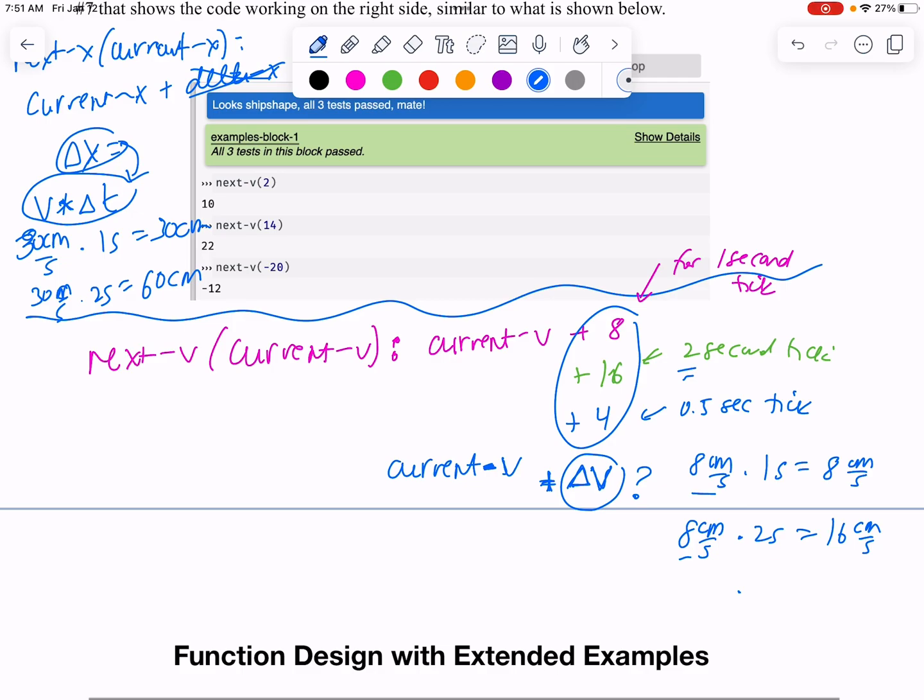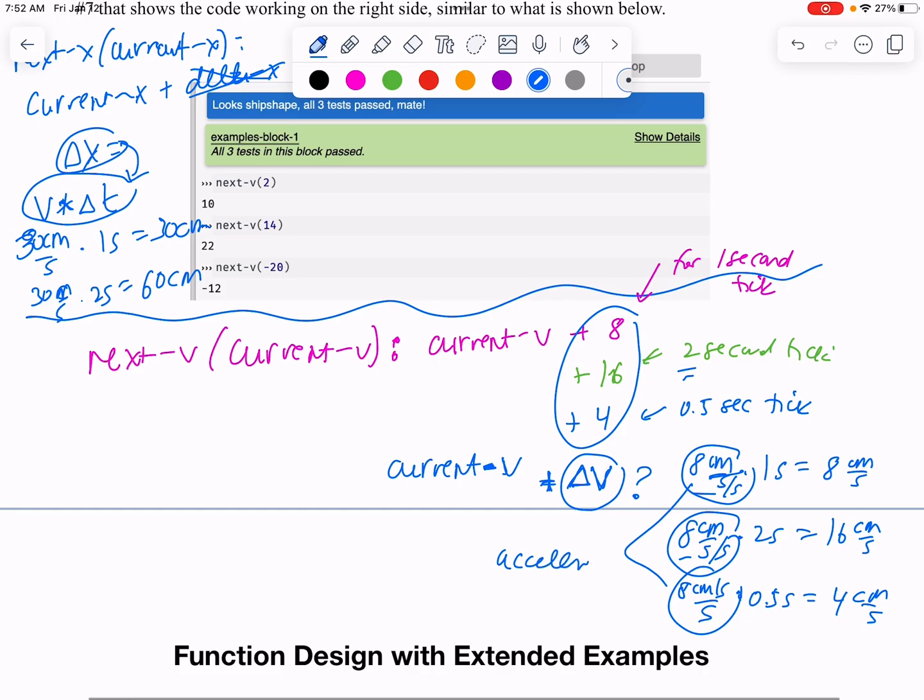Oh, wait, 8 centimeters per second. Oh, per second, oh my God. 8 centimeters per second, because that's how much I'm adding. That's the acceleration. I have the units wrong. So if my acceleration is 8 centimeters per second per second, but I only wait half a second, that's how I'm going to end up adding 4. So this is my acceleration ratio, because no matter what kind of tick I use, 8 over 1, 16 over 2, 4 over half, that always comes out to 8.